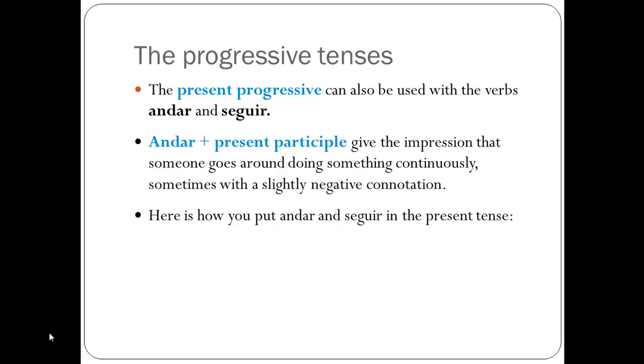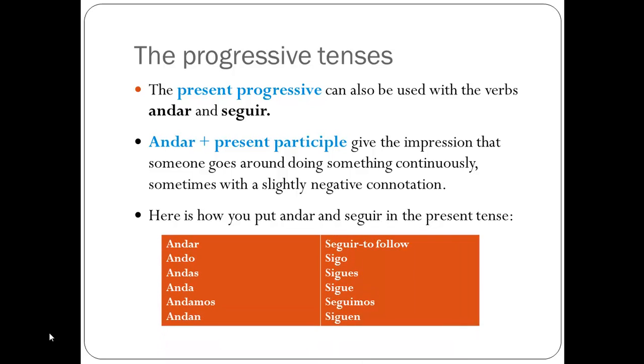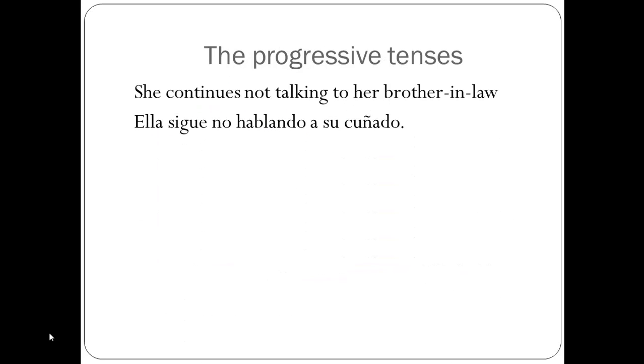Just a quick review of andar and seguir in the present tense. Just like we put the verb estar in the present tense, we also do that with andar and seguir. So andar: ando, andas, anda, andamos, andan. It's just present tense AR ending, o, as, a, amos, an. And seguir is an irregular verb, so it's important that you basically just memorize this. It's the following: sigo, sigues, sigue, seguimos, and siguen.